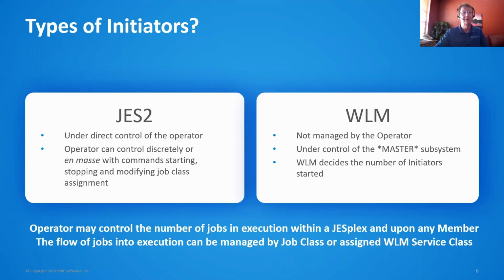You can control the flow of jobs into execution, which is another way of looking at it. For JES2 initiators, you would use the queue held command. You can hold the queue on a given member or entirely in the Plex, for instance. And for WLM, you're going to be using the $T service class, which is just kind of an on and off valve.